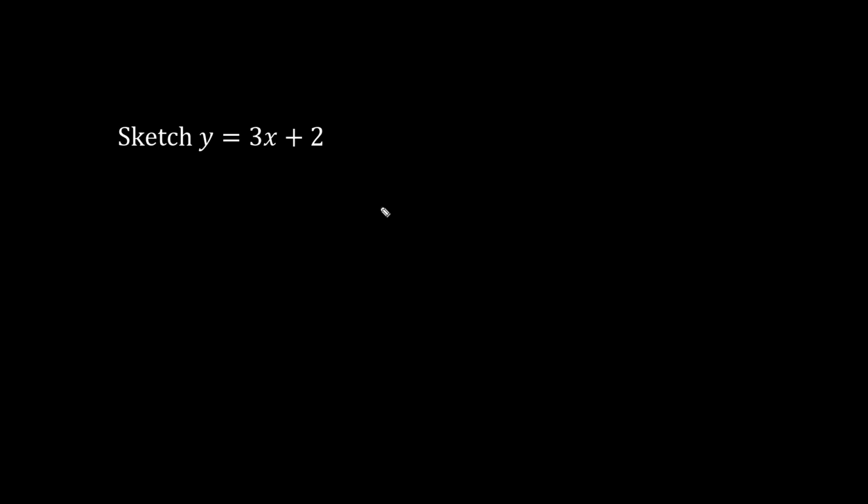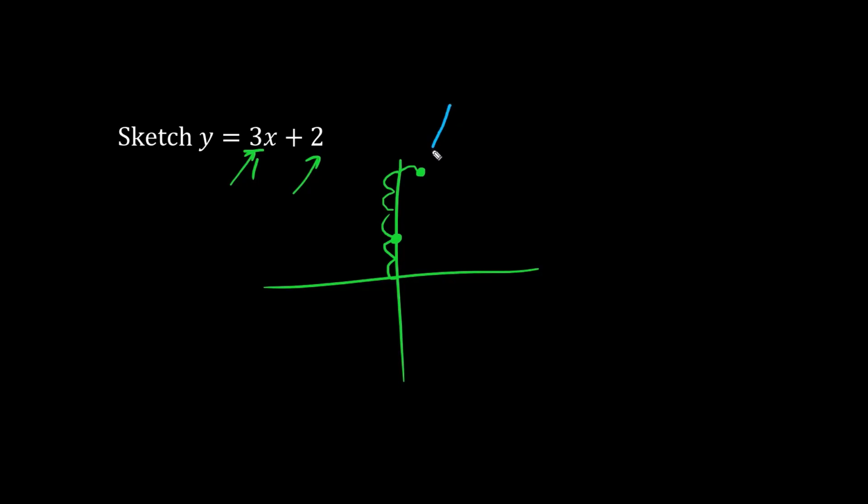Let's sketch y equals 3x plus 2. The y-intercept is 2, so we go up 2 units and draw a dot. The slope here is 3 over 1. So the rise, the numerator, is up 3, and the run, the denominator, is 1 to the right. We now join a line that goes through these 2 points. And here the y-intercept is 2.